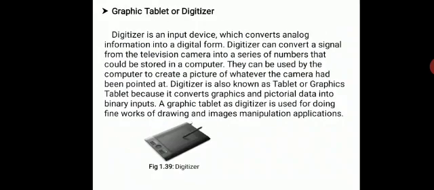Next one is tablet. Graphic tablet or digitizer. A digitizer is an input device which converts analog information into digital form. A digitizer can convert signals from the television camera into a series of numbers that could be stored in a computer. They can be used by the computer to create a picture of whatever the camera had been pointed at.